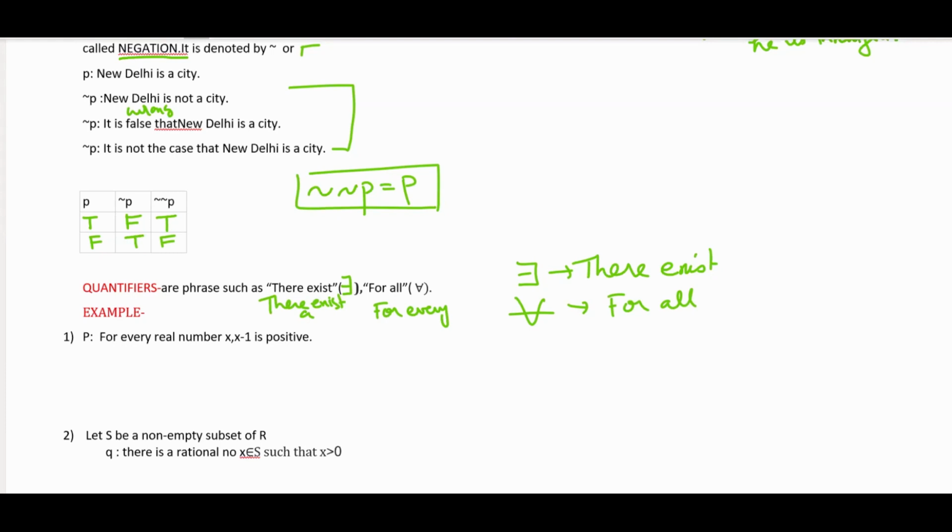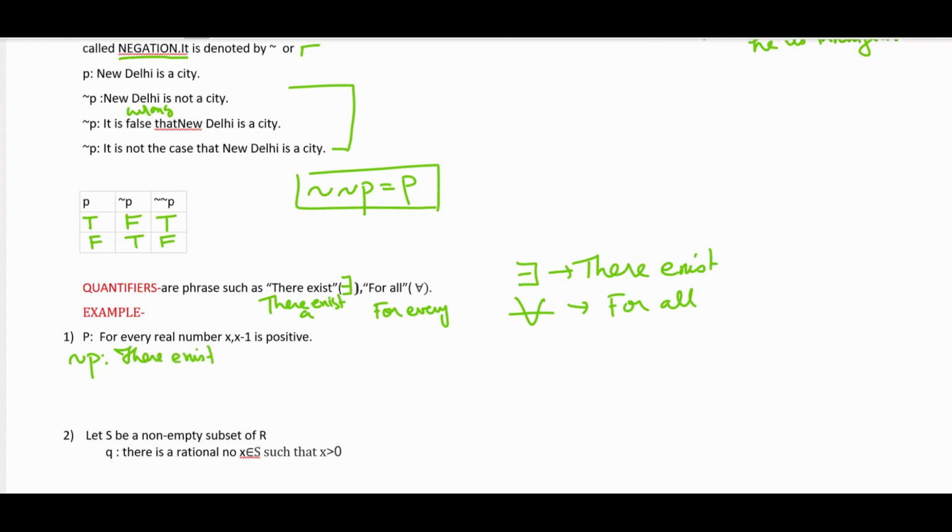So if your statement is for every real number x, x minus 1 is positive, you have to negate this statement, and there are two components of this statement. The first is for every real number, the first part of the statement, and the second is x minus 1 is positive. So you have to negate both of these. So the negation of P is here. If they have written for every real number, we have to negate it. So the negation is there exists a real number.